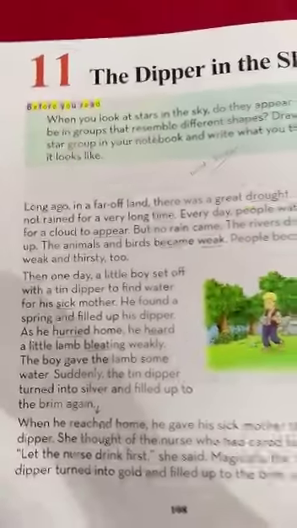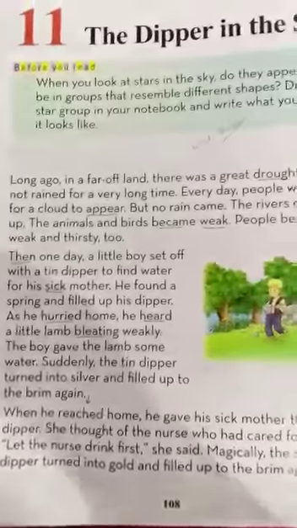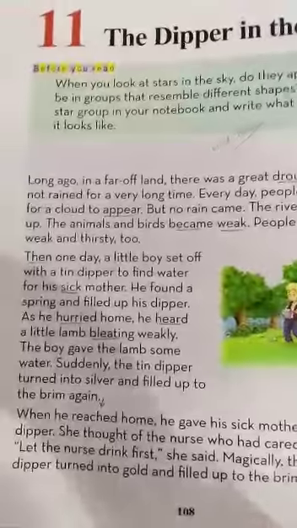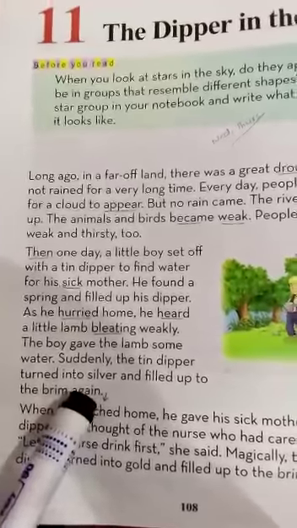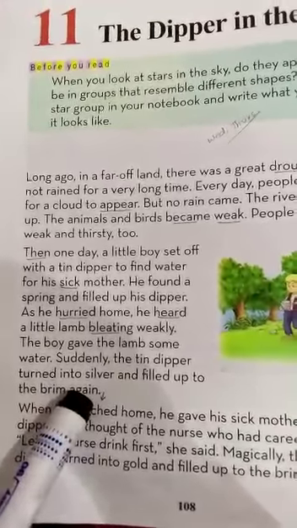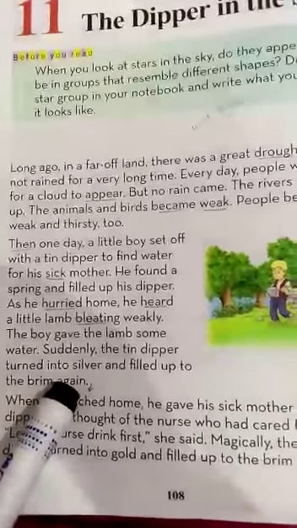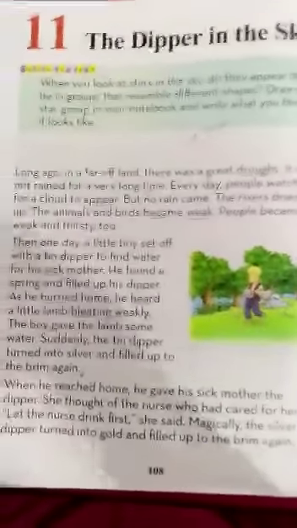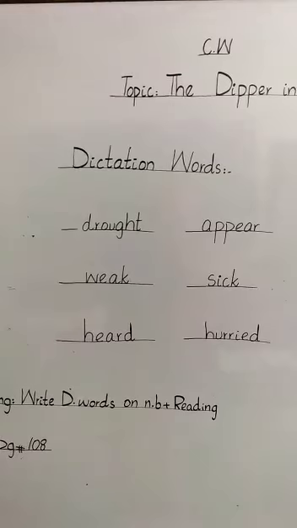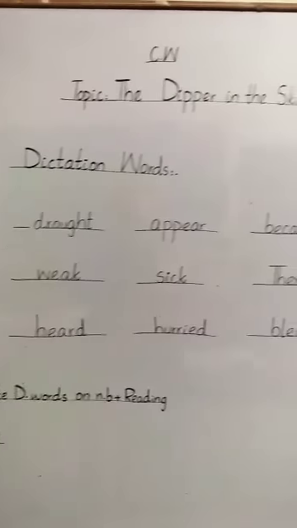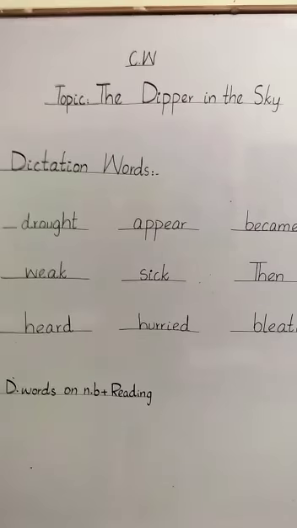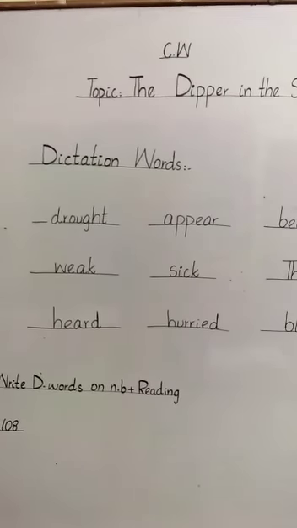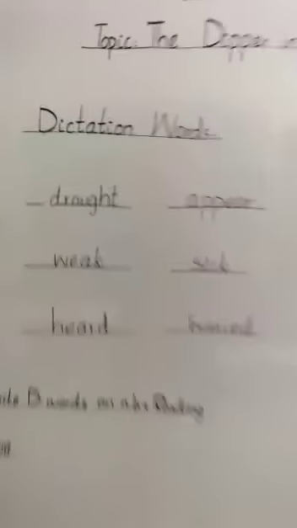So next, my dear class, I am telling you the dictation words. First, you have to do reading till here, and then you have to write dictation words with neat and clean writing, with proper margin line, date and day in your notebook. Now let's move to the dictation words. Okay my dear class, first of all you will write CW. Topic is The Dipper in the Sky. After the topic you will write dictation words.